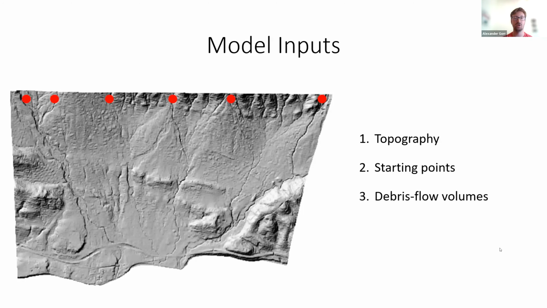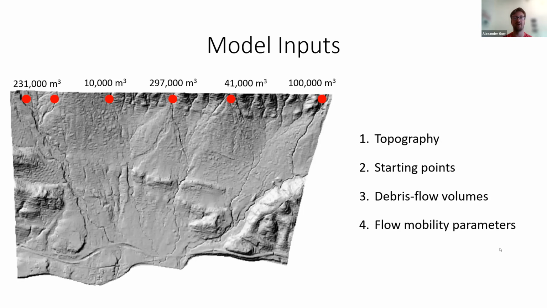So for this Montecito example, we simply chose the upstream extent of our pre-event topography, shown here by the red dots. You need to provide the model with a debris flow volume, and for reasons I won't get into here, that's notoriously difficult to constrain. But if you're using it in a predictive sense, you can use the debris flow volume model that I touched on earlier. Or in this case, where we're calibrating to an event that already occurred, we simply used observed sediment volumes, which are shown here.